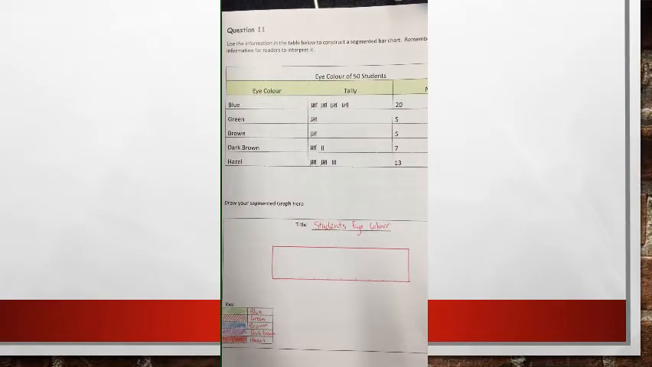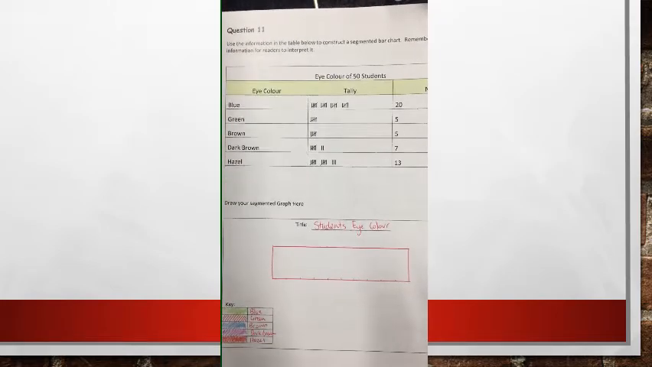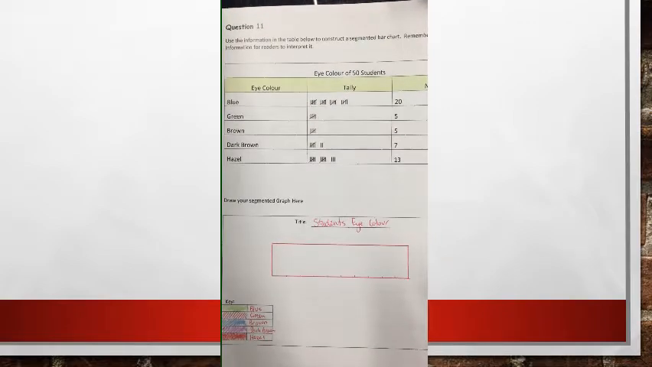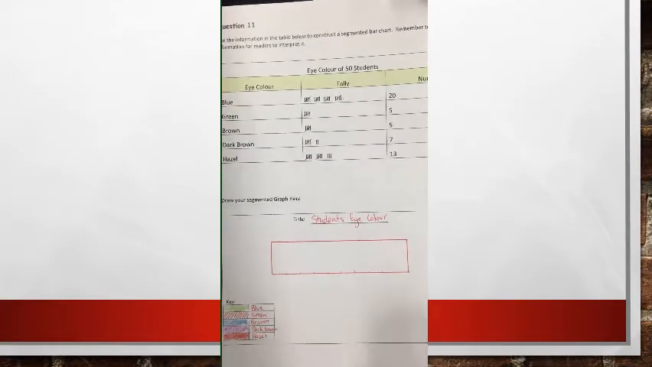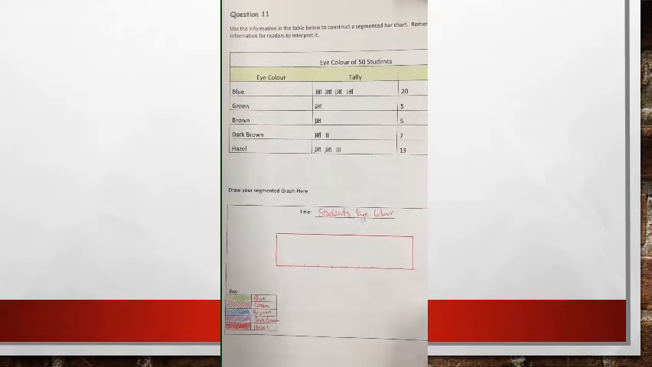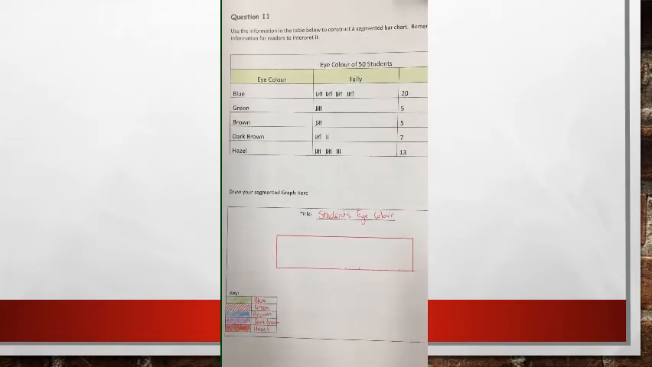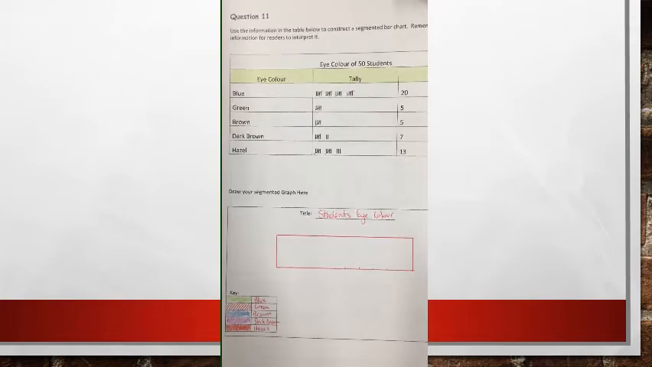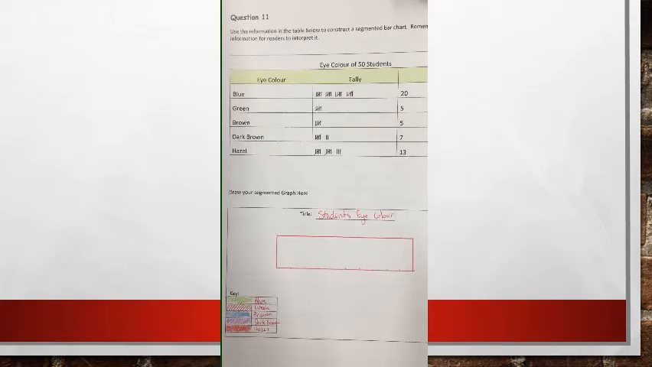We're now drawing a segmented bar graph. Now we've got our information here in our data table, and it says that 50 students have been surveyed about their eye colour. We can see that we have 5 different main eye colours: blue, green, brown, dark brown and hazel. We tallied them up and we've got our results. So blue's 20, green and brown 5 each. Dark brown is 7, hazel is 13.